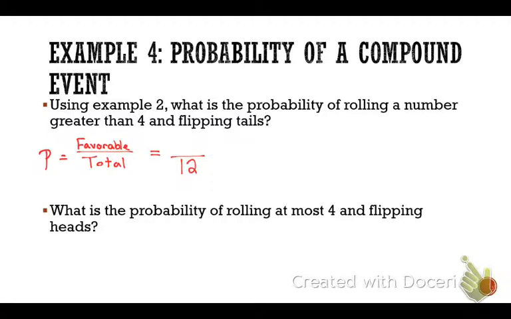So here's the question. It's got to be both of these. How many possibilities are greater than 4 and also tails? So that's the compound piece to it. It's got to be both.